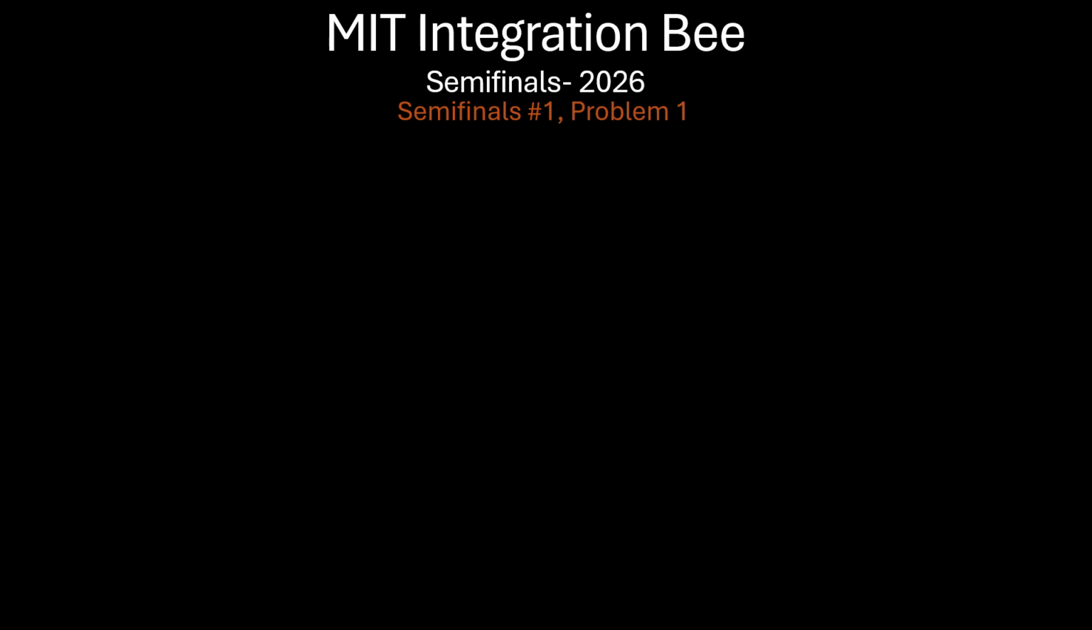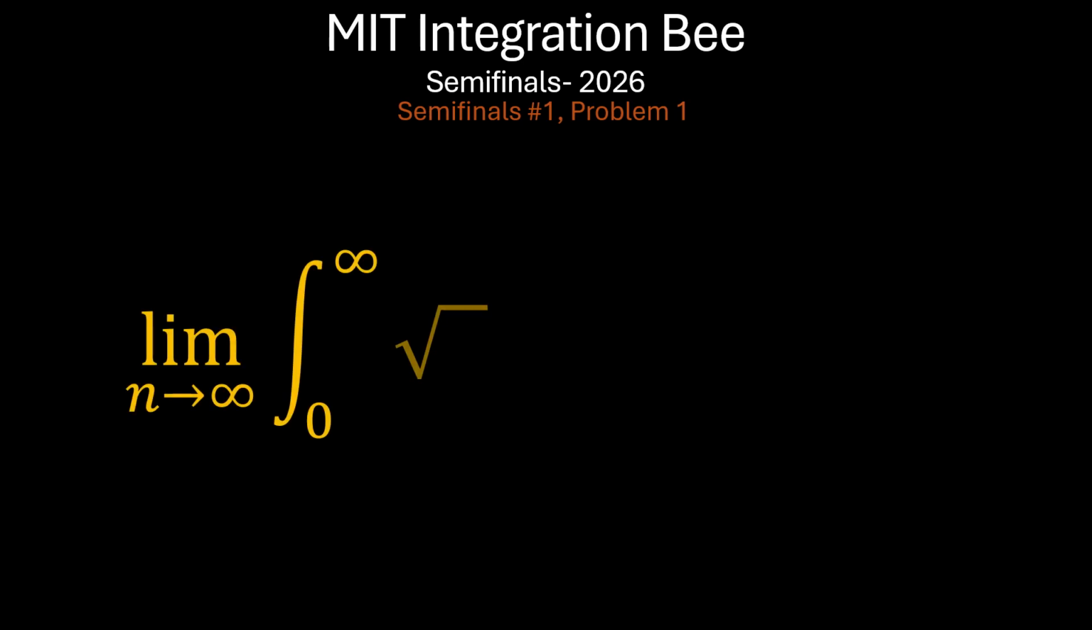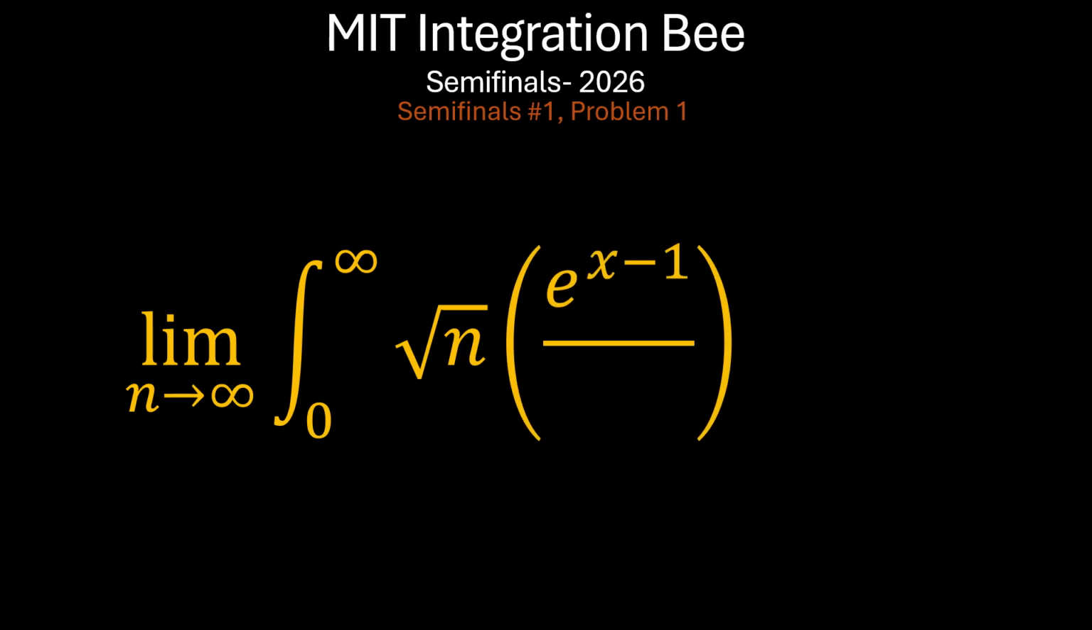Today we are on the MIT Integration Bee Semifinals 2026, and we'll be on the past problem of semifinals number 1, which is the limit as n tends to infinity of the integral from x equals 0 to x tending to infinity of the square root of n times, open bracket, e to the power x minus 1 over x to the power x, close bracket, to the power n.